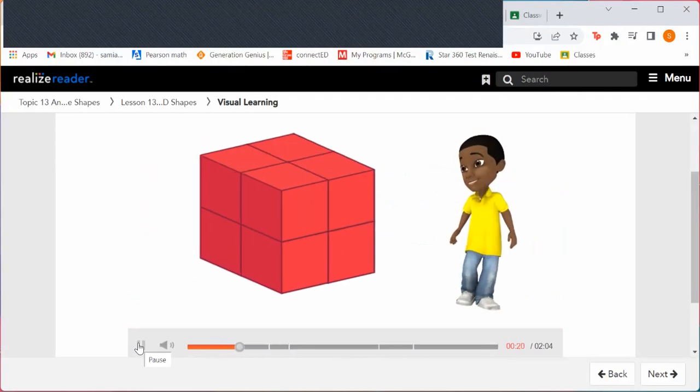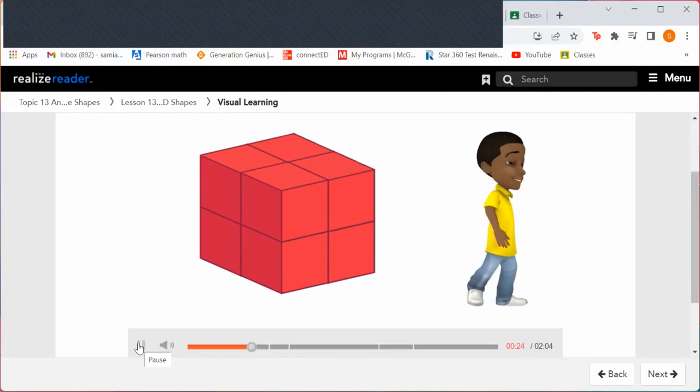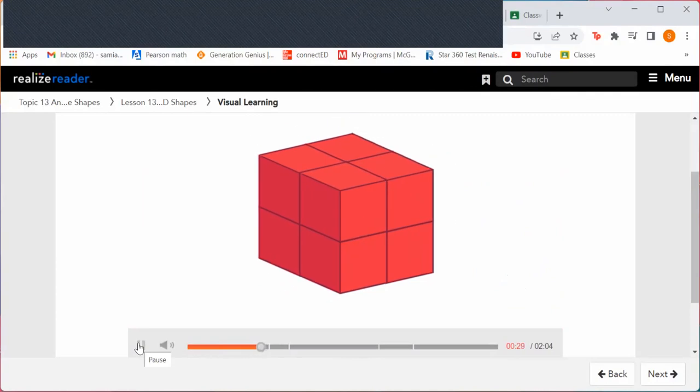How would you describe the shape Jackson built? It is a cube. How many small cubes did Jackson use to build the large cube? He used 8 small cubes. Does the picture show all 8 of the small cubes? No, it only shows 7 cubes because one of them is hidden in the back.